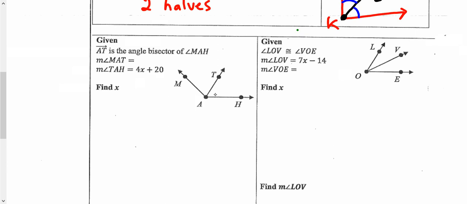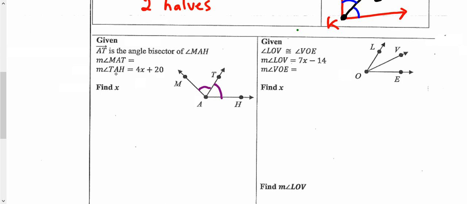It says AT is the angle bisector of MAH. So we have a ray and an angle. So this is cutting this in half. So just temporarily, I'm going to put those as equal. So we've got some flexibility here. I'm going to make up this number.